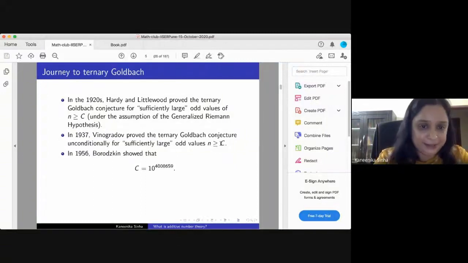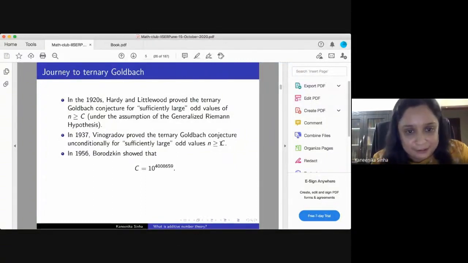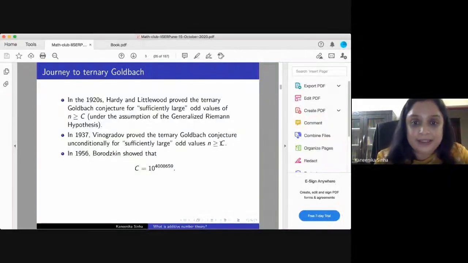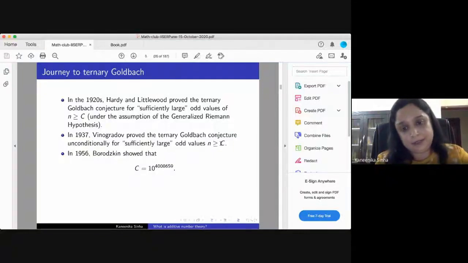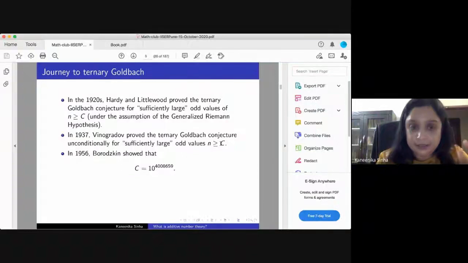Okay, so the first value of c came in 1956 by Borodkin, and in fact this was his PhD thesis. So he showed that 10 raised to this humongous 7-digit number can be written as a sum of 3 primes. And therefore, he reduced the ternary Goldbach conjecture to simply verifying it for all the odd n less than this explicit c. Okay, but it's not that easy to do it.